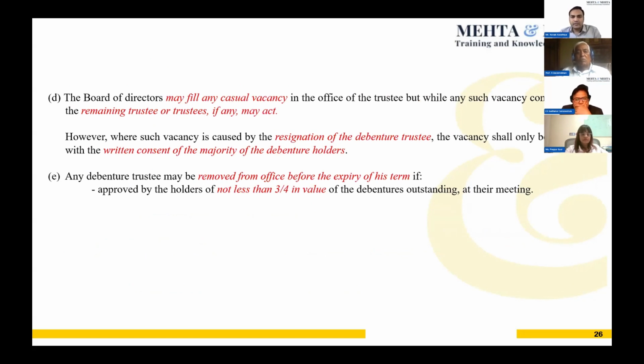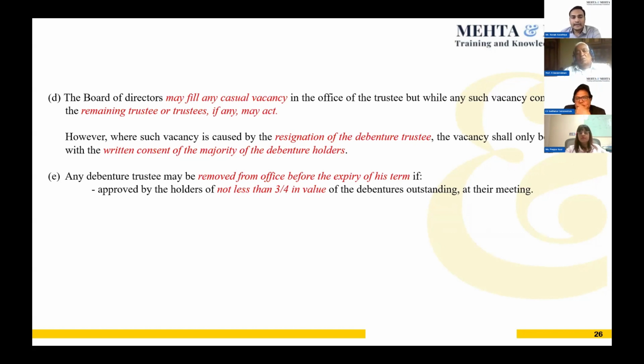In case of a casual vacancy of a debenture trustee, the board has powers to fill such vacancy. In the meantime, when there is such a vacancy, the remaining debenture trustees, if any, shall act. However, where such vacancy is caused due to resignation of the debenture trustee, the vacancy shall only be filled with the written consent of the majority of the debenture holders.